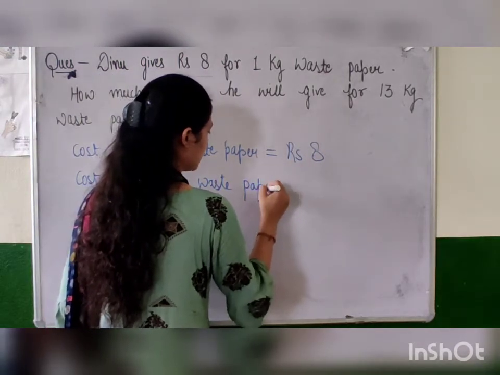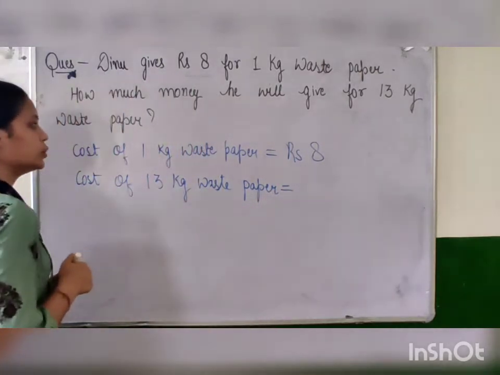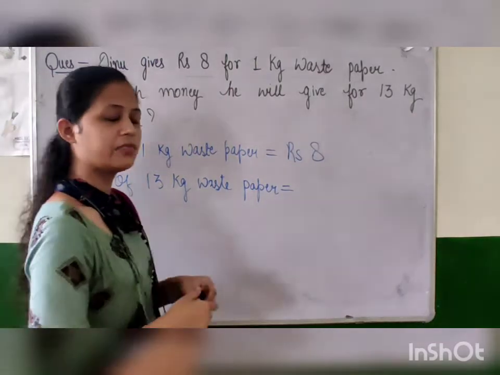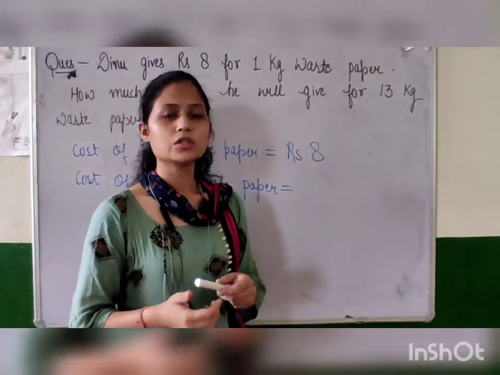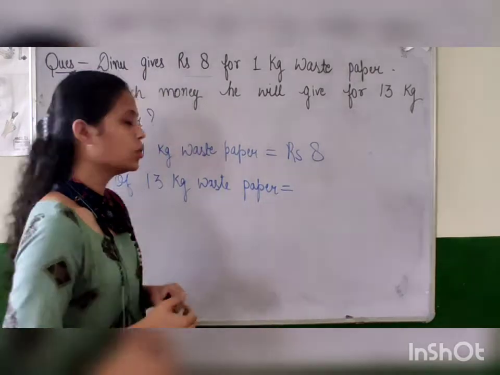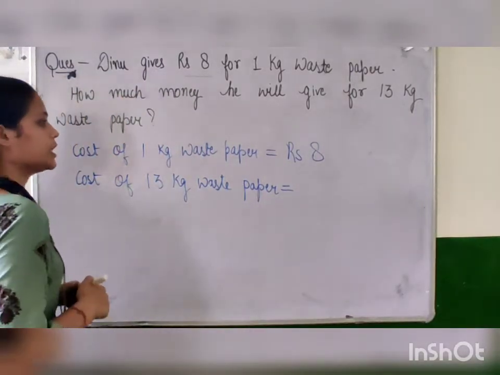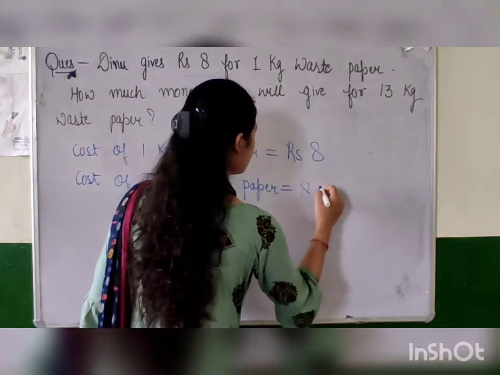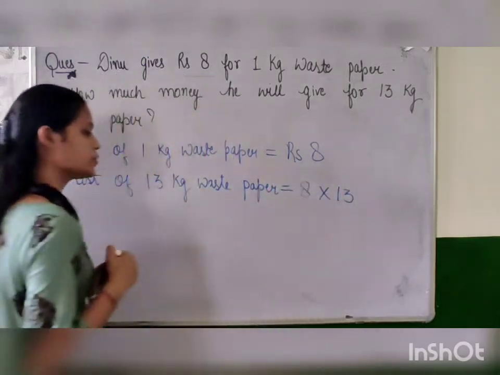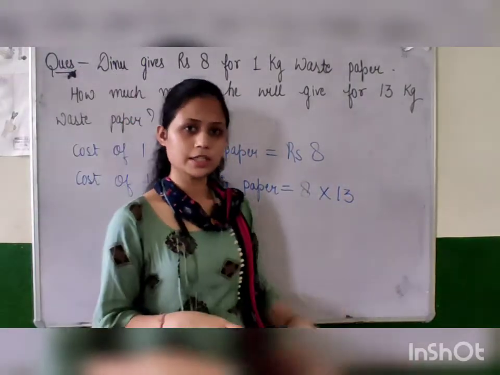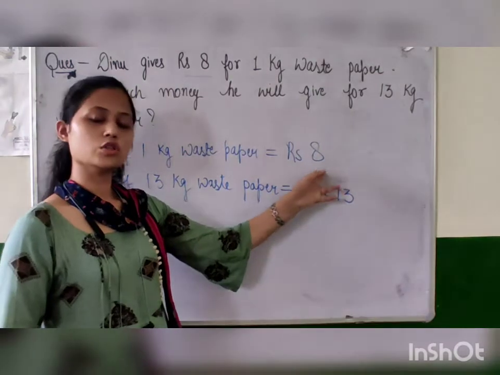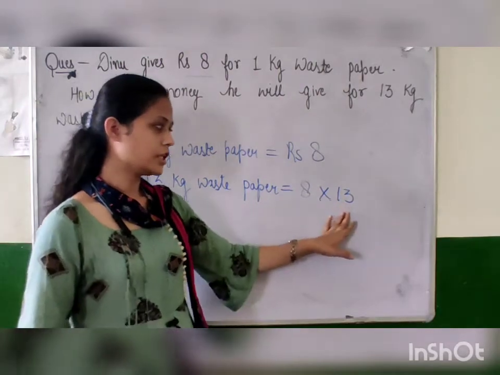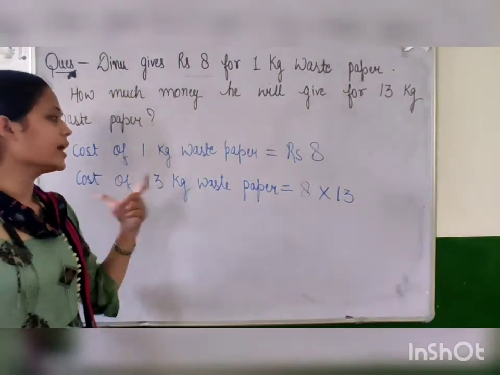So cost of 13 kg waste paper will be, what we will do, we have been given for the smaller amount, we have to find for the bigger amount. So whenever we have to go from 1 to many, we do multiplication. So we will do multiplication here. So rupees 8 multiplied by 13. Rupees 8 is the cost of 1 kg waste paper and 13 is the amount that we have to find out for.